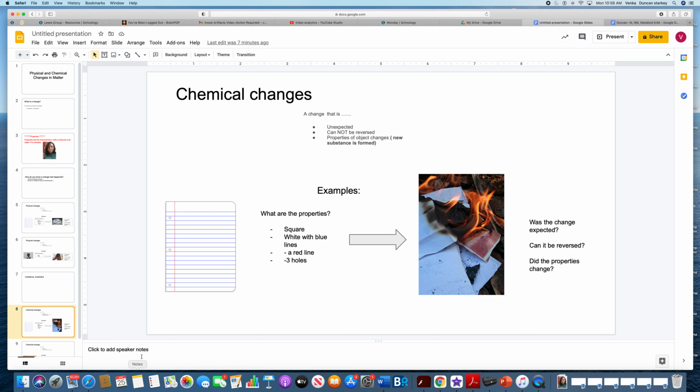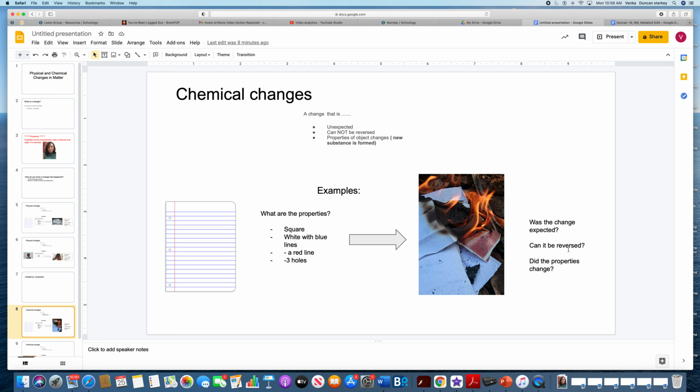Here we have that piece of paper again. We have this piece of paper here on the left. We know that the properties are square, white with blue and red lines, and it has 3 holes. If I was to set this paper on fire, we're going to see what happens. Is the change expected? Yes, in this case it is.